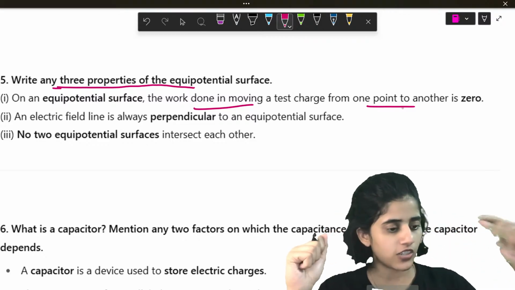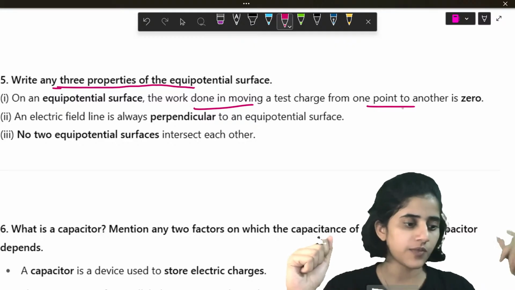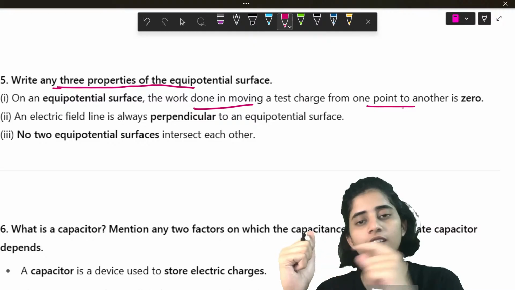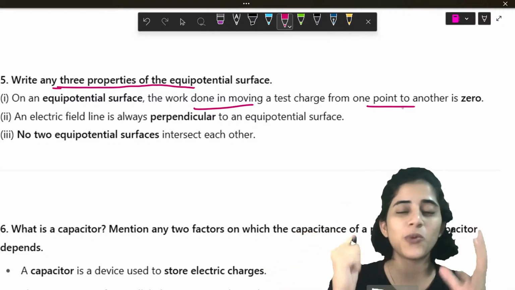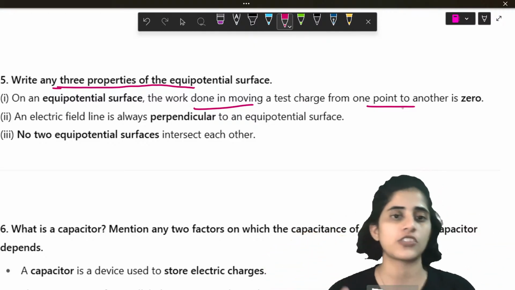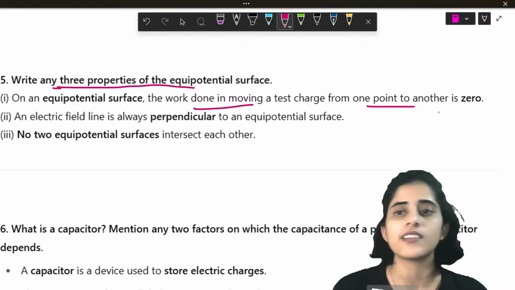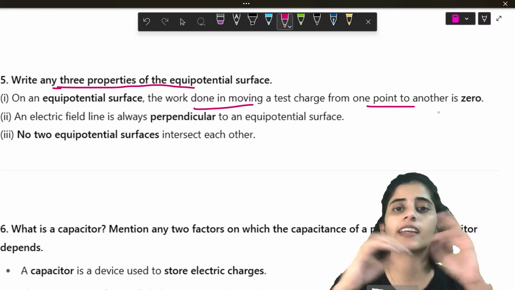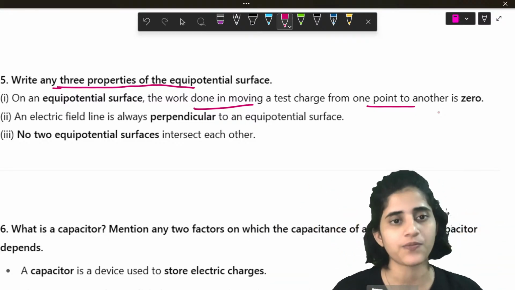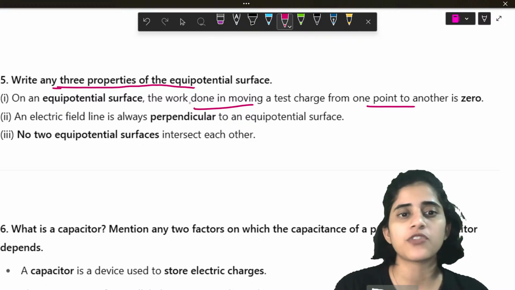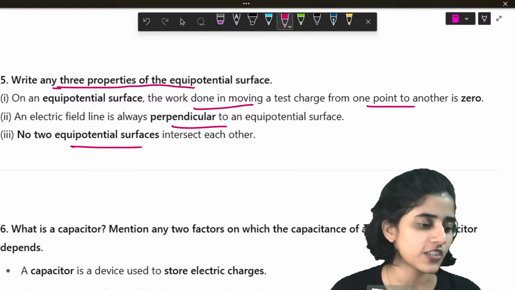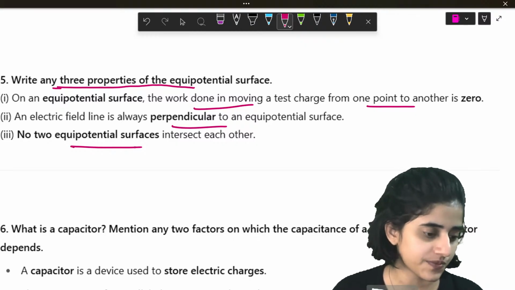You bring another charge. So you bring another charge to this charge, and the work that has to be done to bring the charge is always zero in an equipotential surface. Why? Because the potential is the same everywhere. An electric field line is always perpendicular to equipotential surface. No two equipotential surfaces intersect each other.